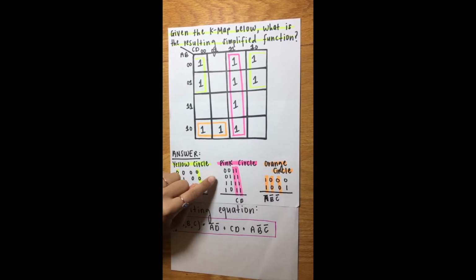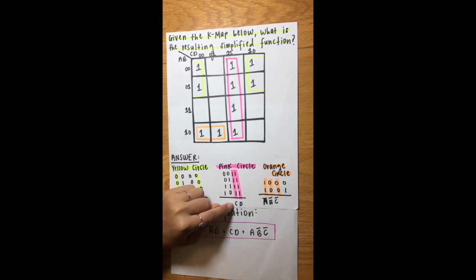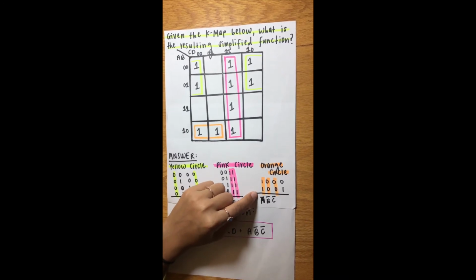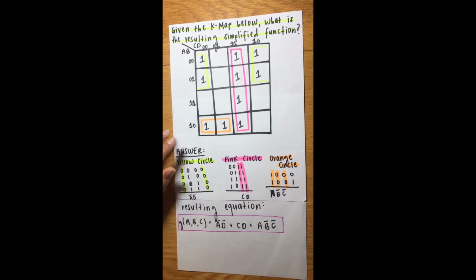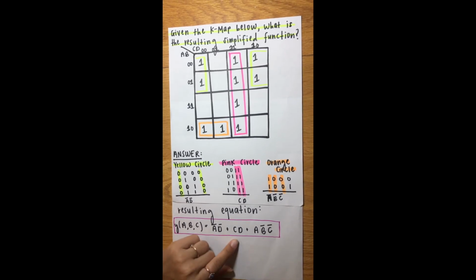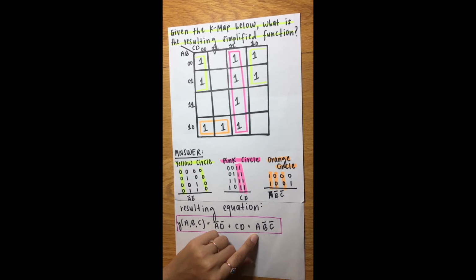Looking at the pink circle, we find that C and D are both all ones, meaning that that is part of the equation. And for the orange, it's all A, not B, and not C. This allows us to write our resulting equation of not A, not D, C, D, A, not B, not C.